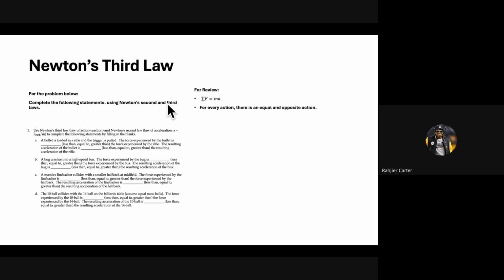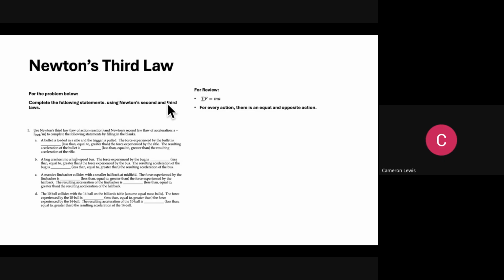Greater than. Okay. Why do you say greater than? Because the bullet goes out at such a fast speed. What's different between the bullet and the rifle? The acceleration is different, but what else is different? The mass. Oh, the mass. Think about it.